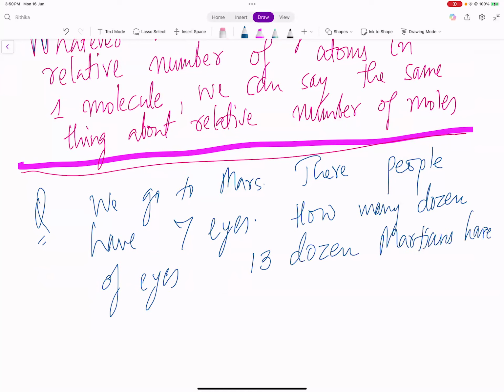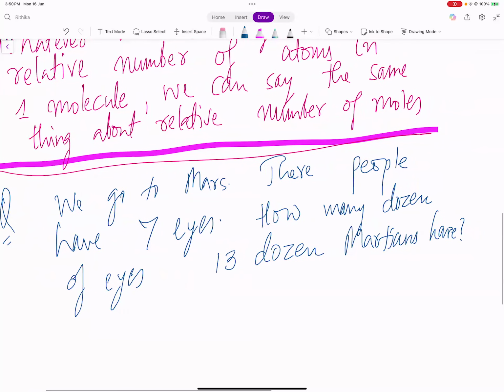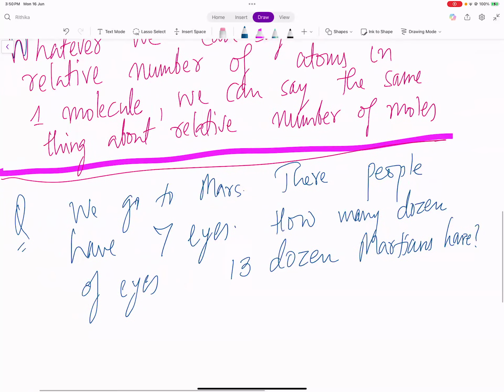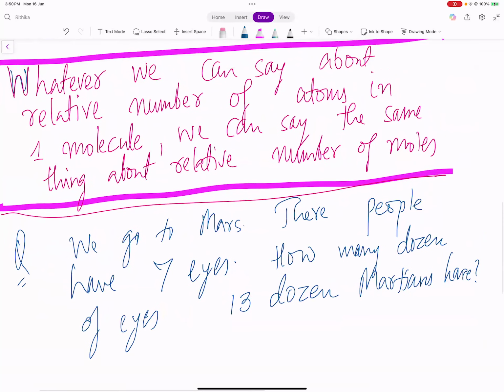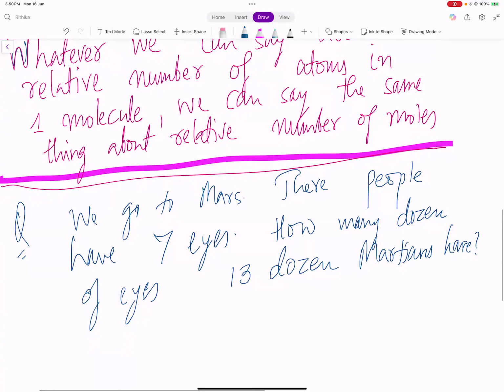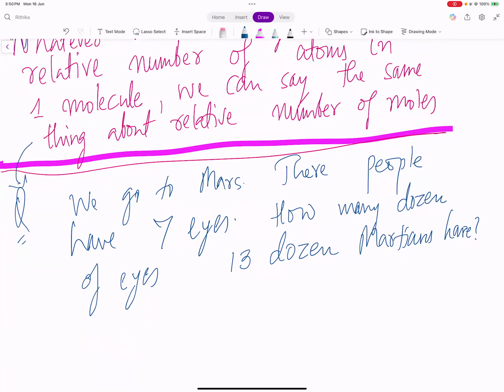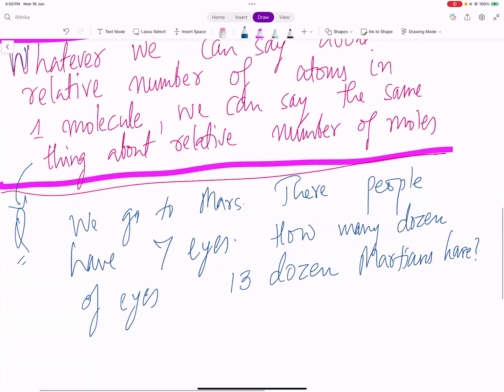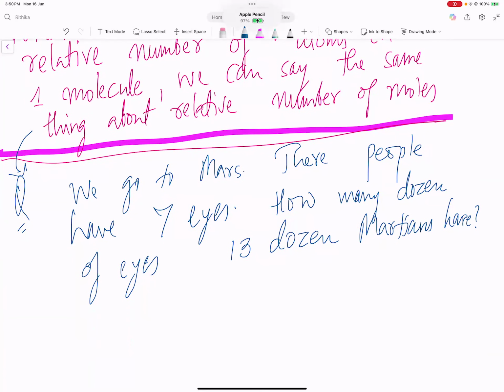Before that, the thing you've given, the relative number of atoms in one molecule. How can you say the same thing about the relative number of moles? I'm just coming to this. That is why I gave you this question. You will see. The main thing is you're going to see things. Don't worry. That is all my responsibility.